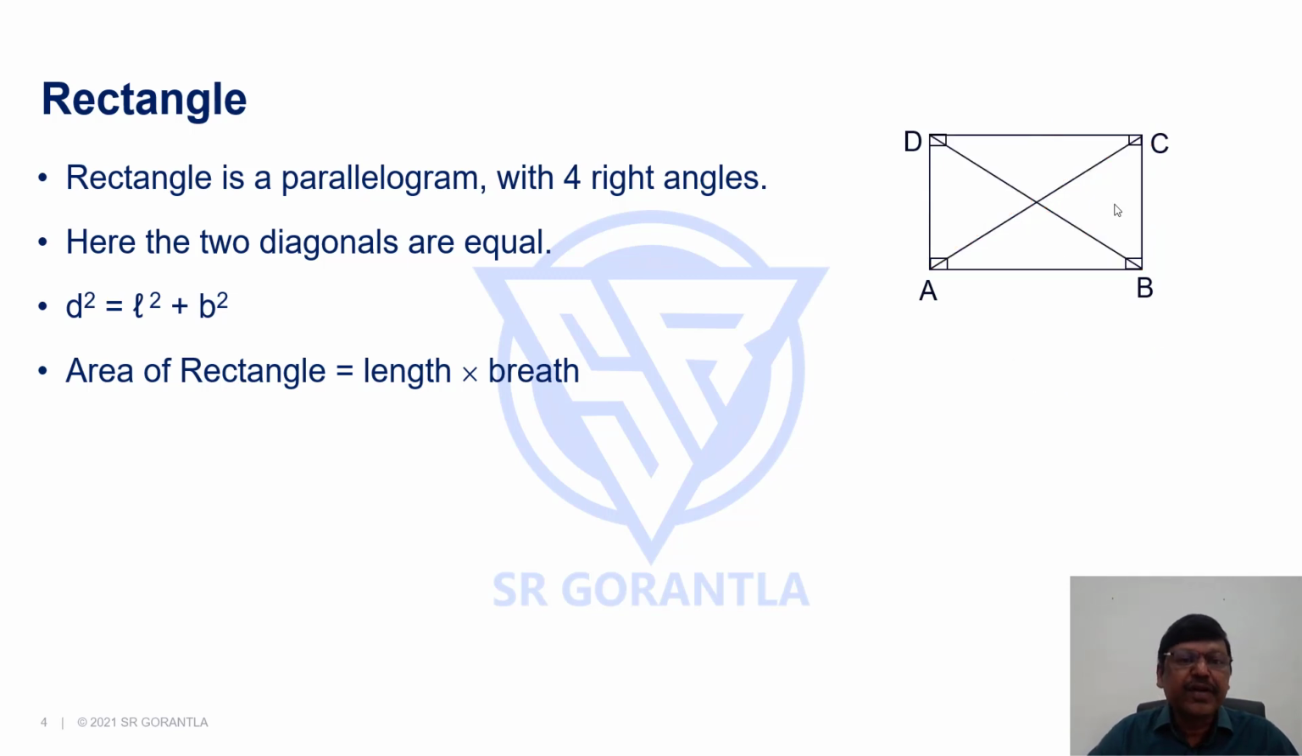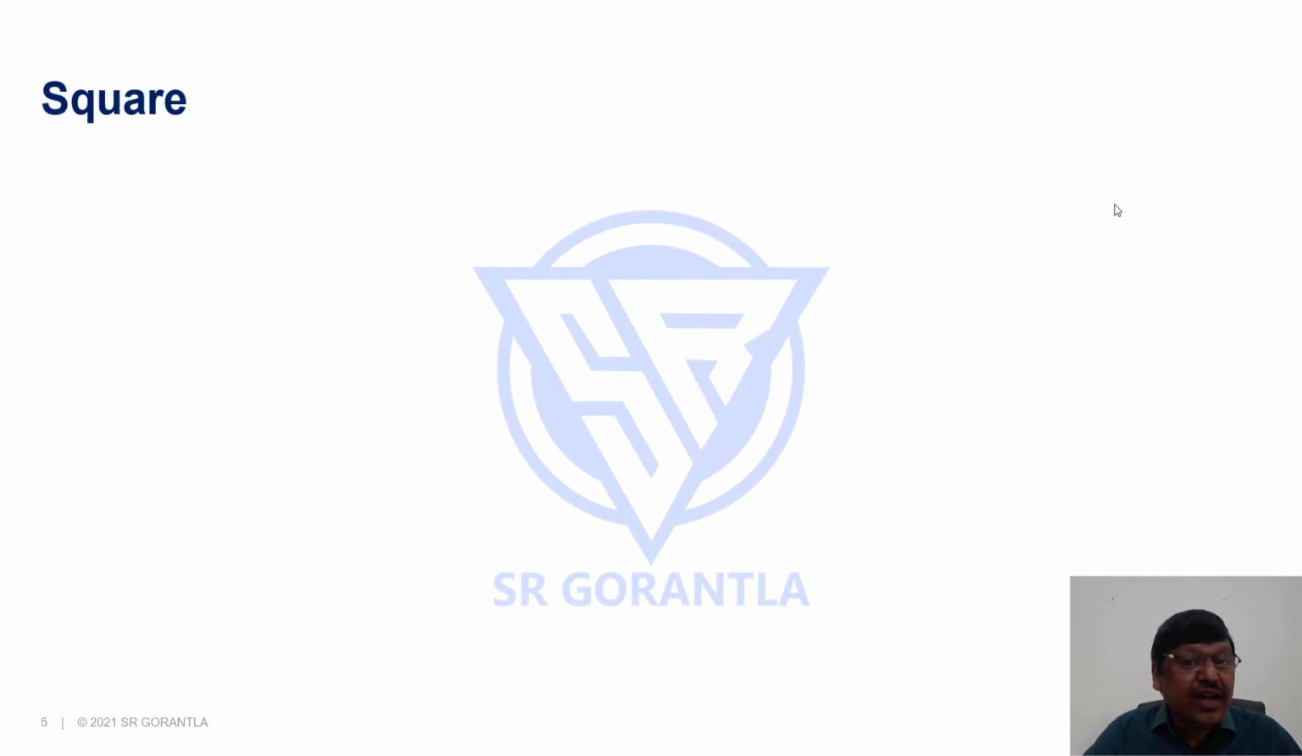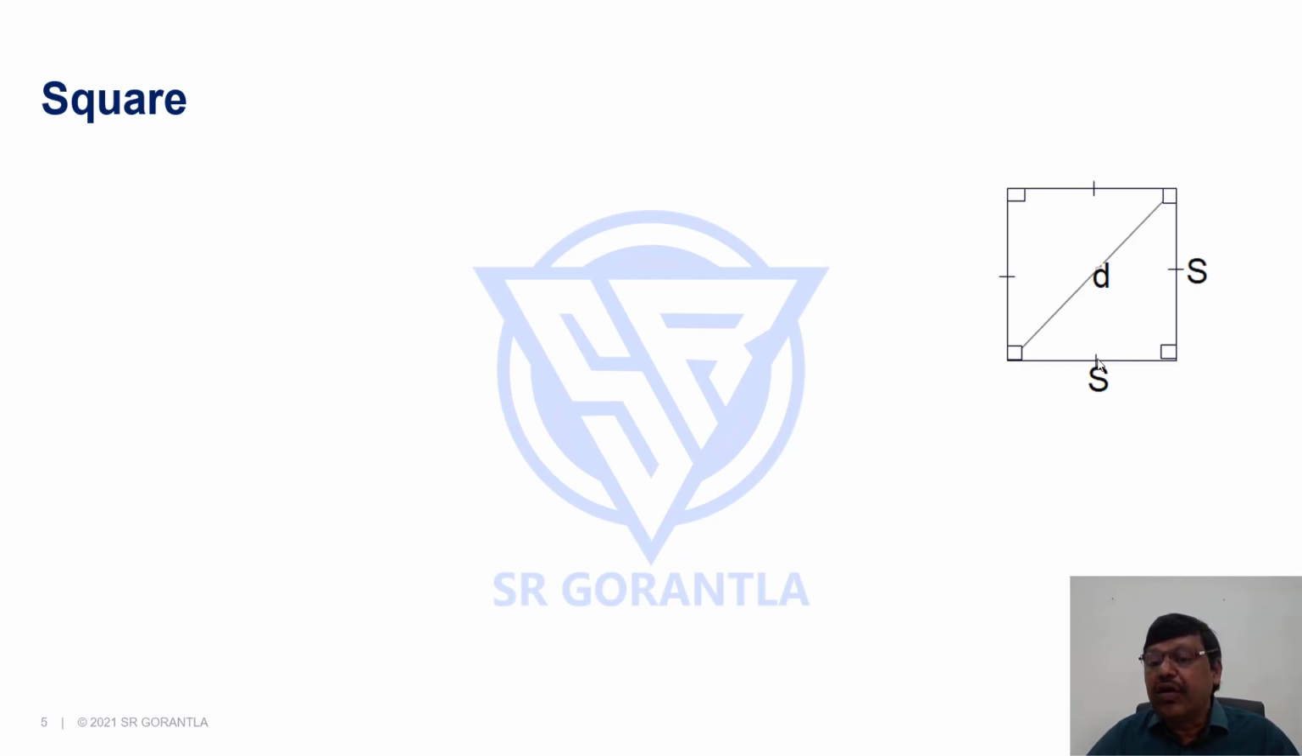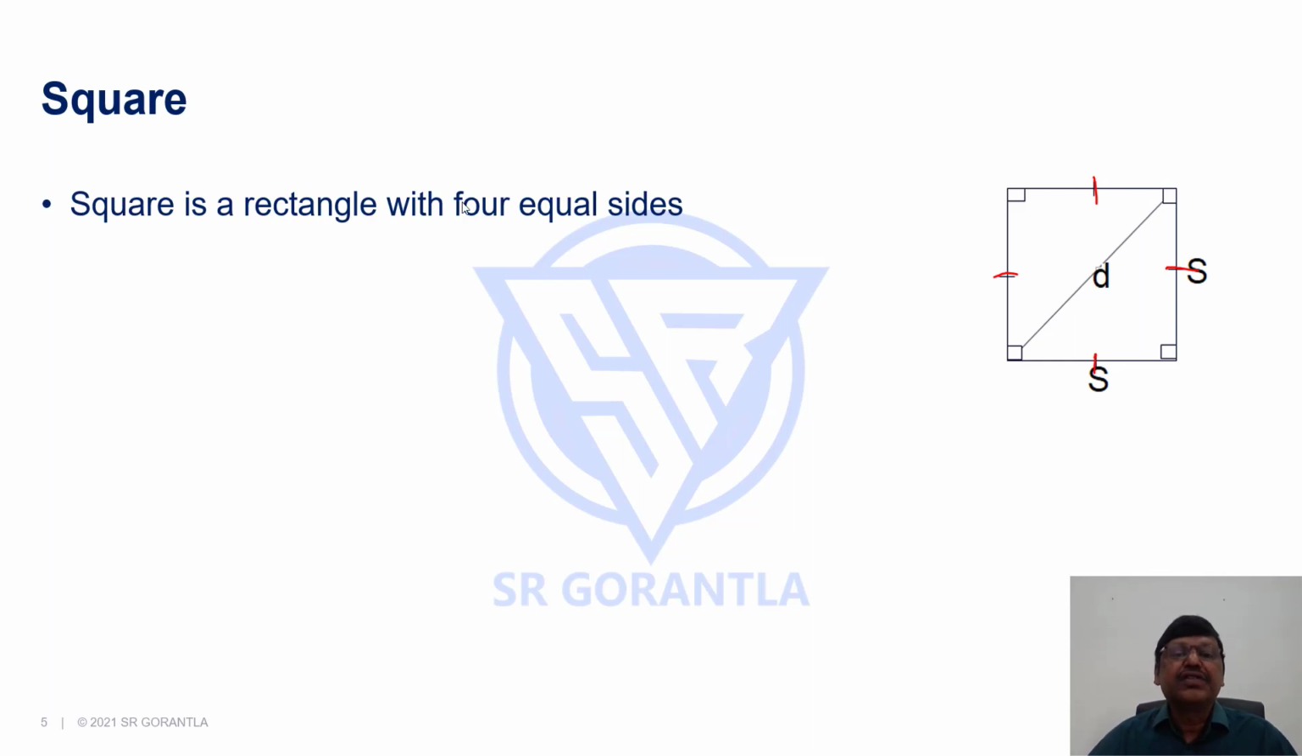Now let's take up square. Square is a rectangle. If it is a rectangle, then why do we call it square? Because all 4 sides are equal. Square is a rectangle with 4 equal sides. What is the property of rectangle we discussed? All 4 angles are right angles. So in a square also all 4 angles are right angles. But then what extra quality does it have when compared to a rectangle? All 4 sides are equal. So please remember, a square is also a rectangle.